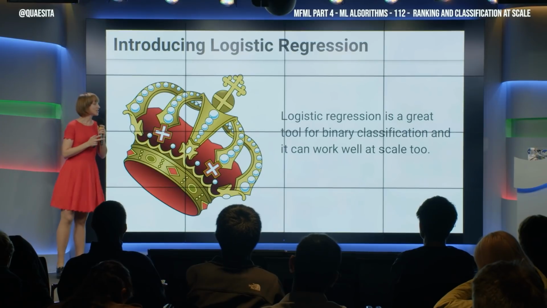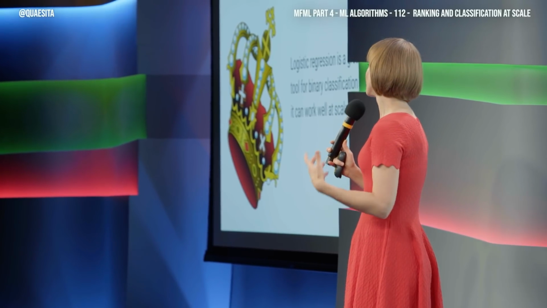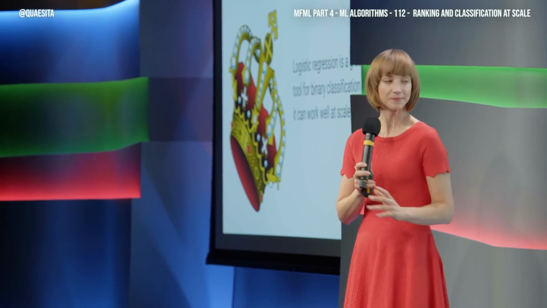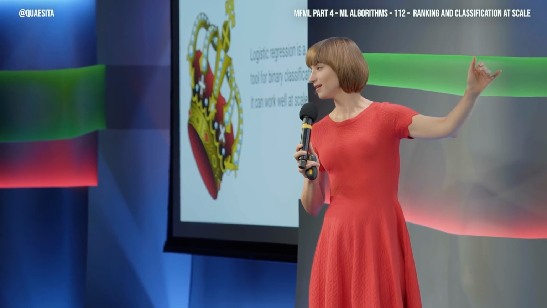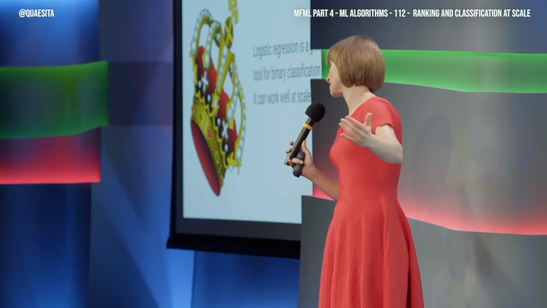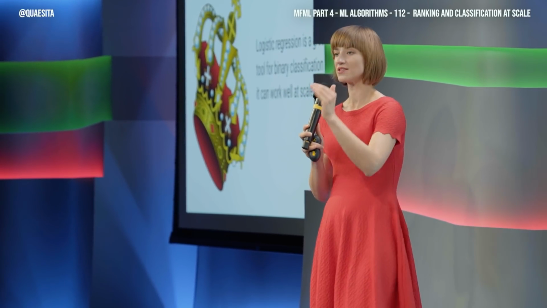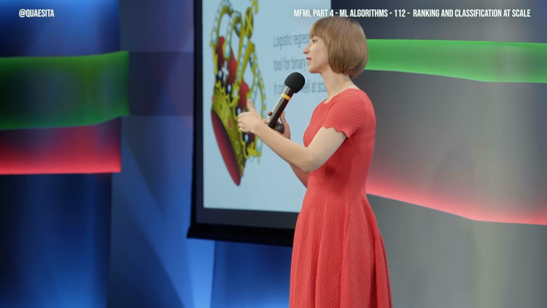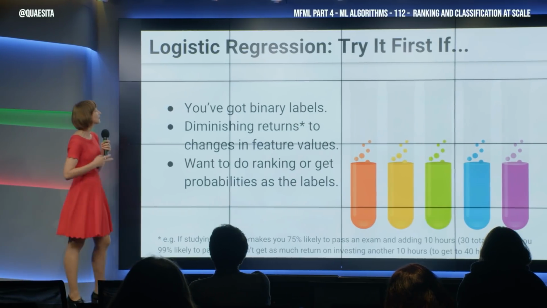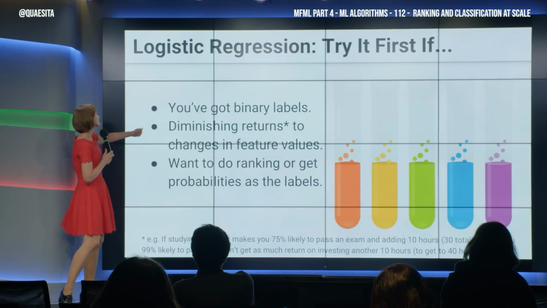So logistic regression is a great tool for binary classification, and it works well at scale too, including at Google scale. We use logistic regression a lot around here. Now, it can also work not only for binary labels. There's a version that works for multi-class classification, and that is multinomial logistic regression. So it's not only pass, fail, or cat, not cat. You can also use it for cat, dog, bear, elephant, giraffe. So the binary one works for binary labels, and you can also do multi-class.